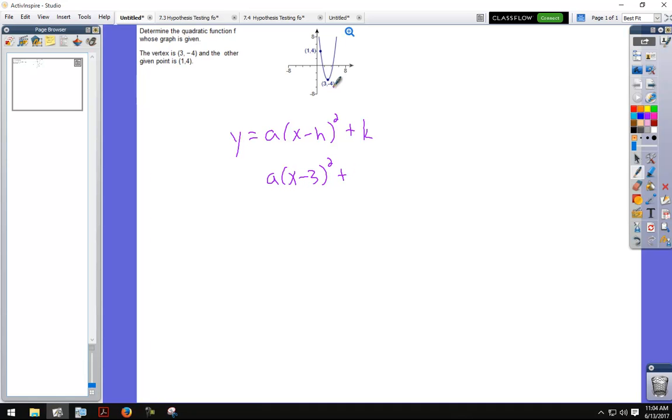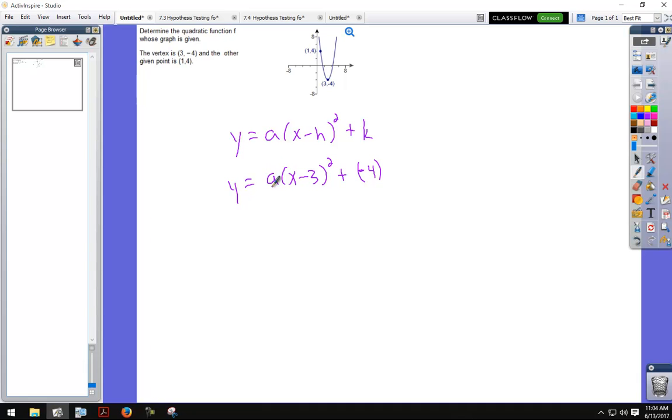And then we were looking at the y value of the vertex. We noticed the vertex moved over 3 units, and moved down 4 units. So negative 4 is the k value. The last piece of information we need to find then, in this case, is the leading coefficient.